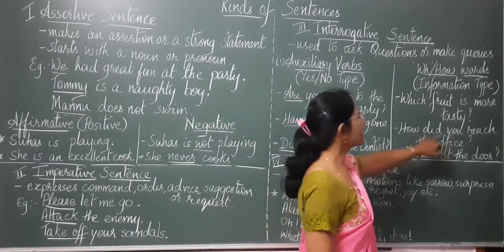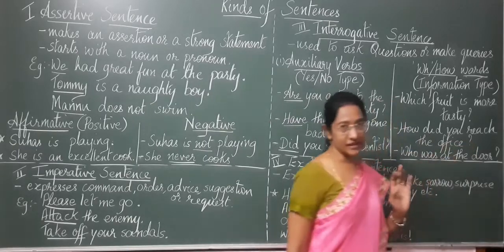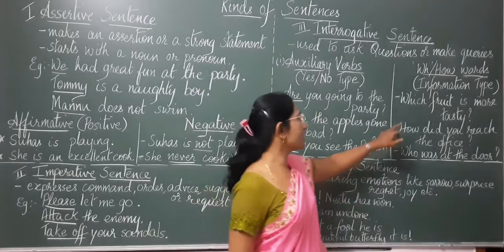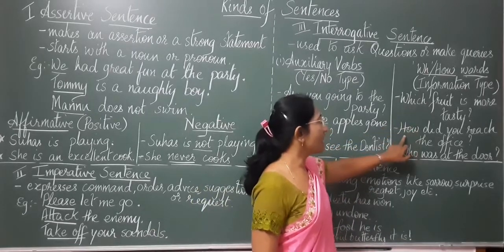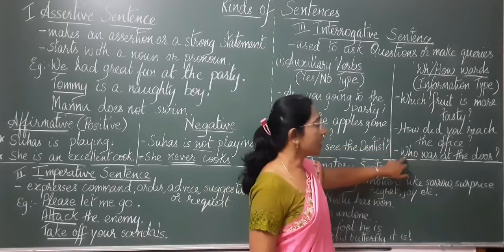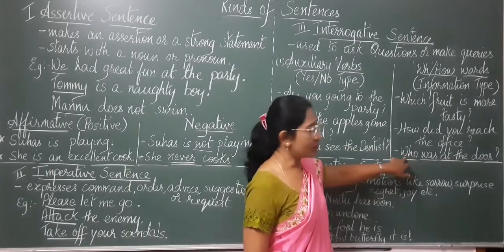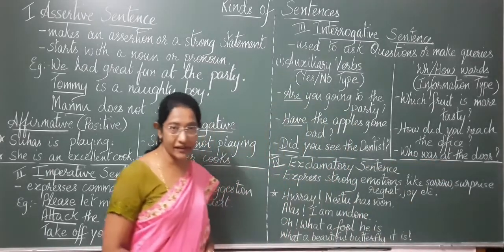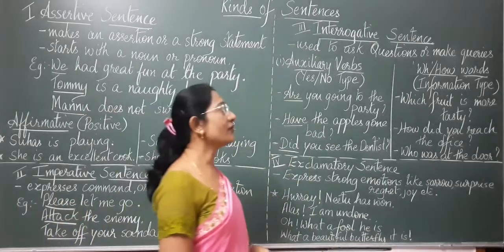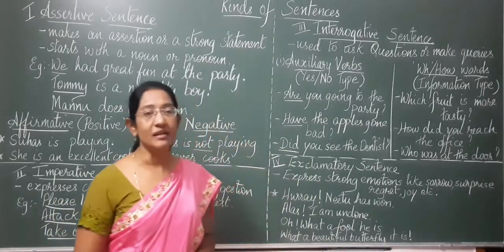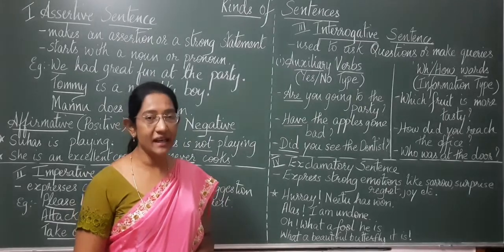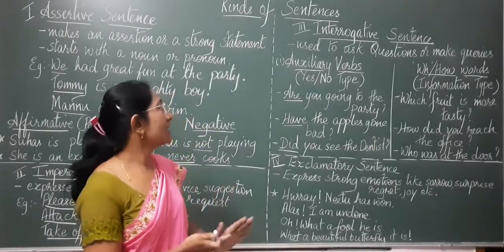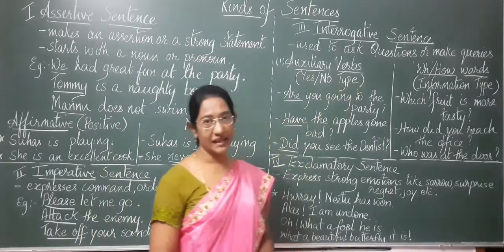Next, how did you reach the office? So again, you'll be giving an explanation. So here we see the words beginning with WH, how, and again, who, a WH word. Who was at the door? So you will again give an explanation. Such types of questions which begin with WH words give us answers in information type. So these are the interrogative sentences.